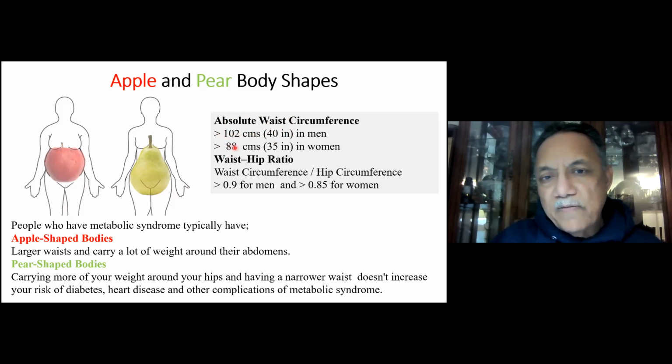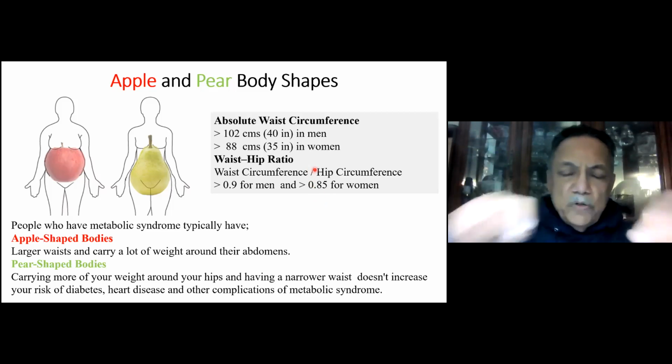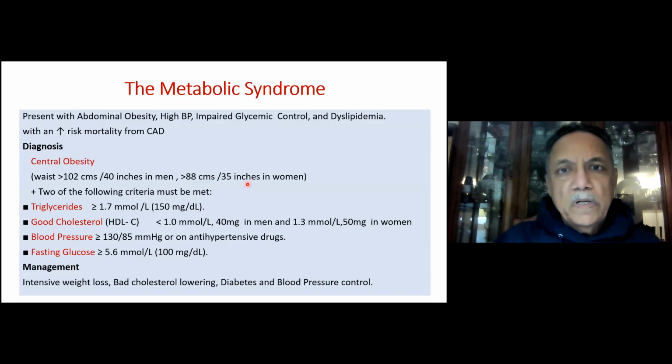Okay, 102 or more than 88, so that is a risk for heart disease. And the waist-to-hip ratio, if it is more than 0.9, that is a risk for heart disease for men, and 0.85 for women. It's very simple: you take a measuring tape, measure your waist, then measure your hip, and make a ratio, waist divided by hip.